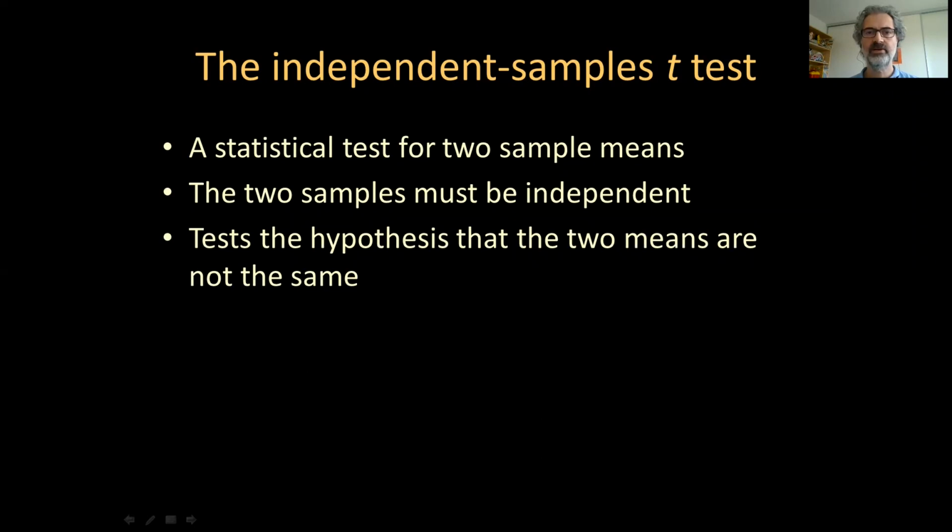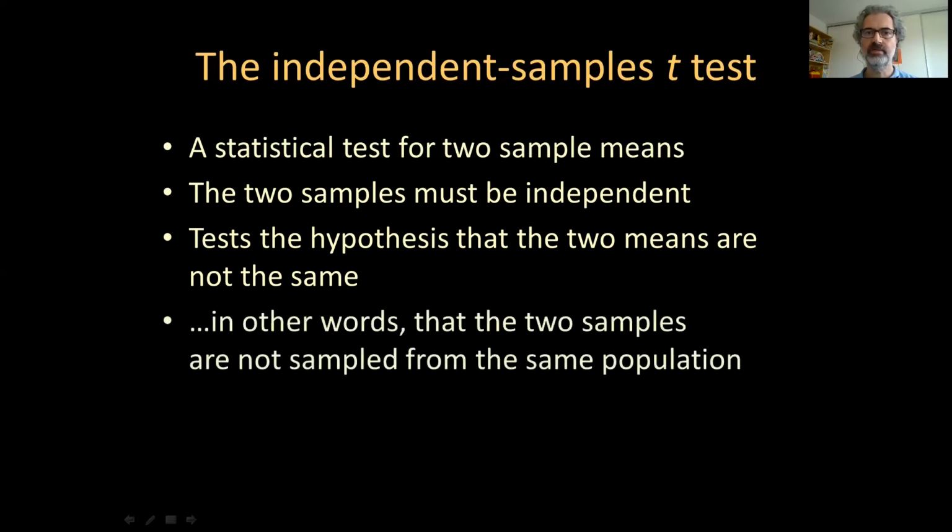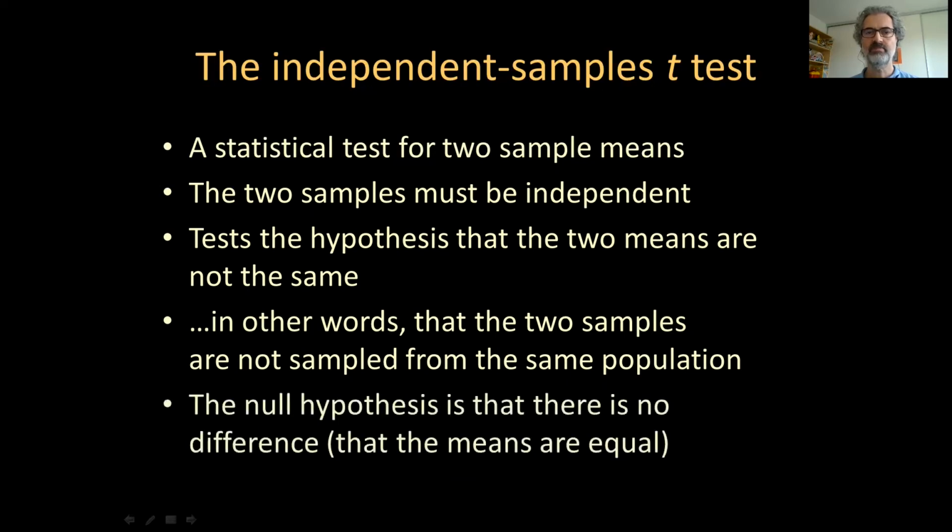This test concerns the hypothesis that the means of the two independent samples are not the same. That is, that they are different. Their difference is not zero. In other words, this tests the hypothesis that the two samples are not sampled from the same population, but from two different populations with different means. Correspondingly, the null hypothesis is that there is no difference between the two means, that the two means are equal, or that their difference is equal to zero.